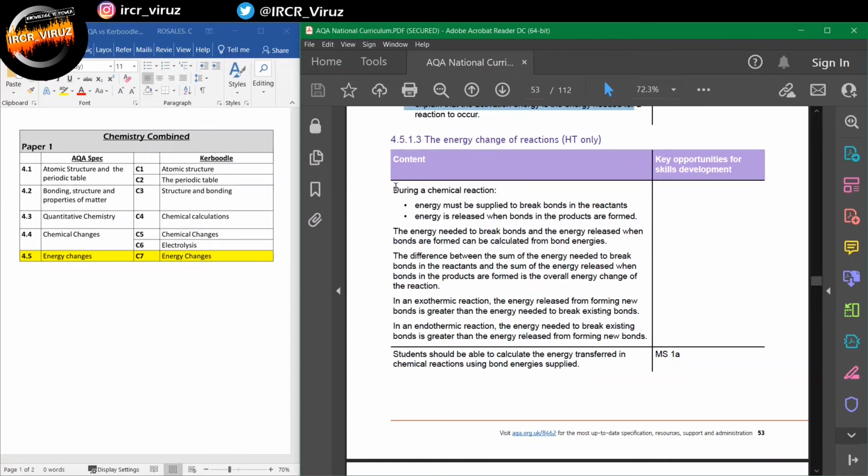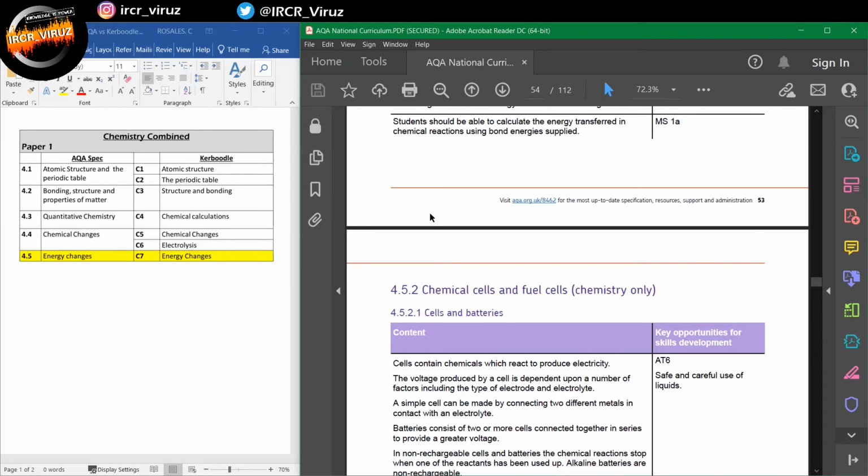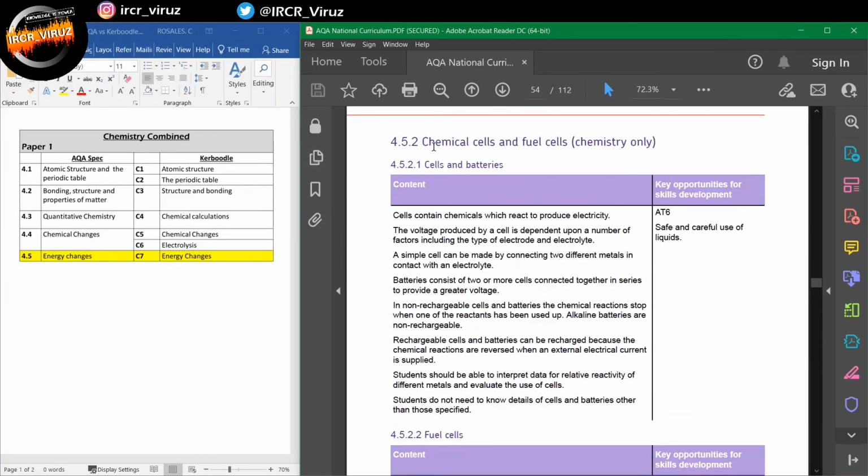You're going to have to look at the bonds. They will give you a table with the amount of energy for each bond, and then you need to find out how many bonds you have and add them all together. That's your energy in. Find out all the bonds that you have in the products and add all those energies together, and you have two sets of energies. You have to take away one from the other, and that's it. It will tell you whether the reaction is endothermic or exothermic. Very, very easy.